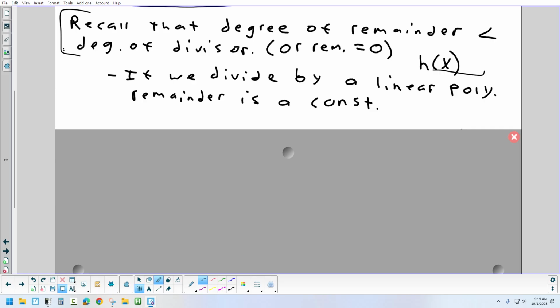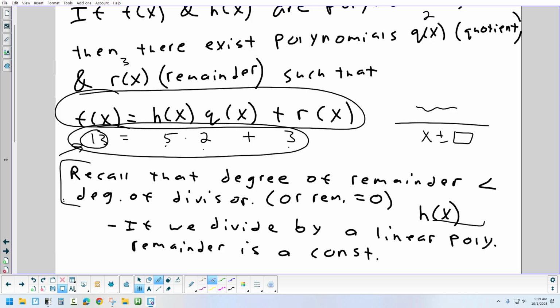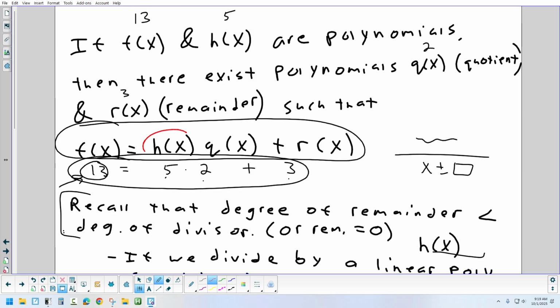Okay, so what I want to do is apply this formula we just had right here. But instead of just dividing by anything, which this formula works for, I want to make this formula more specific. I want to make it specific to dividing by something linear. So I'm going to change this to look more like this. I'm going to force h of x to be something linear, like x minus a number. And that's how I'm going to write it.